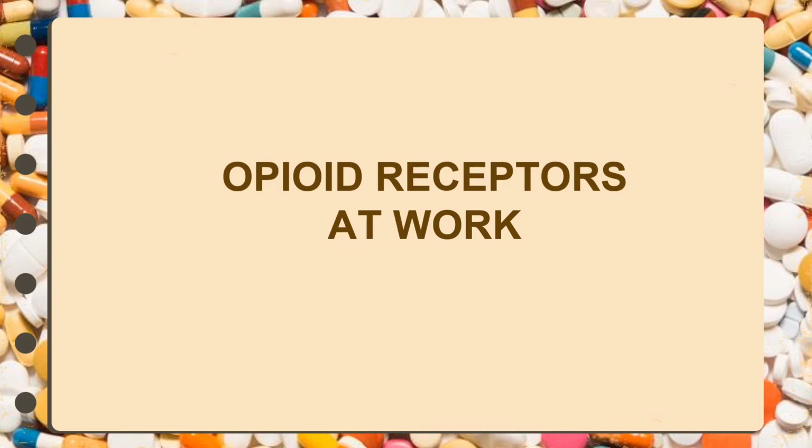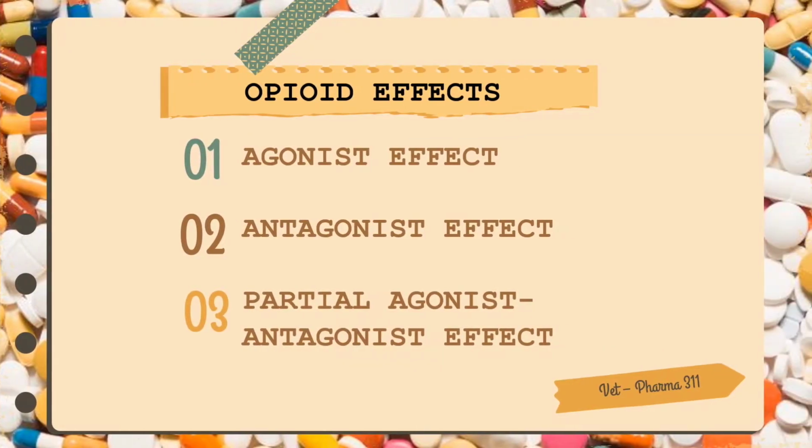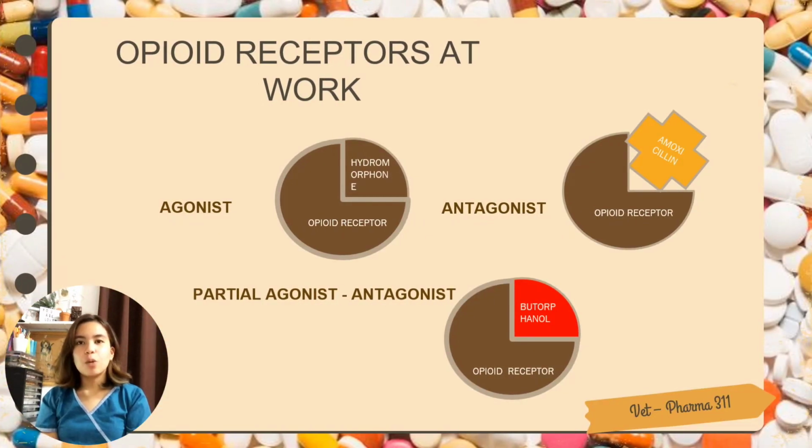Opioid receptor at work. We have three opioid effects: agonist effect, antagonist effect, and a partial agonist and antagonist effect. Let's see the opioid receptors at work. So how does an opioid receptor work?